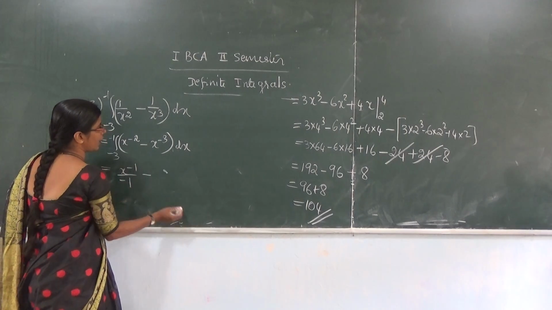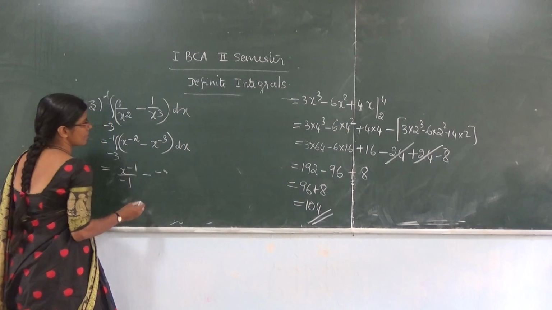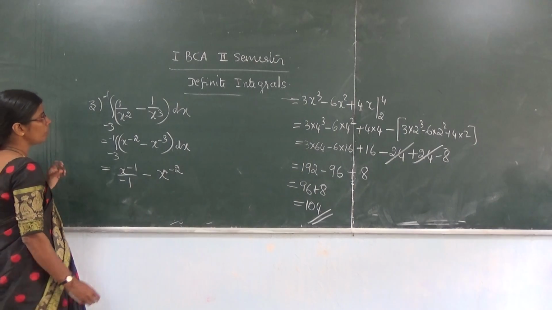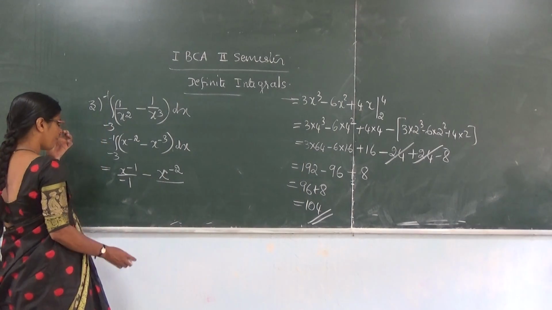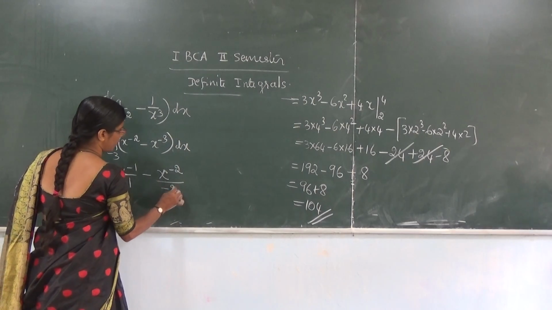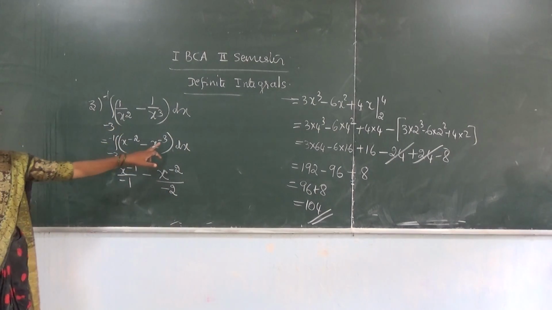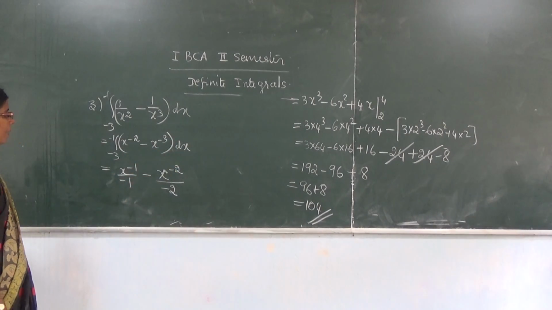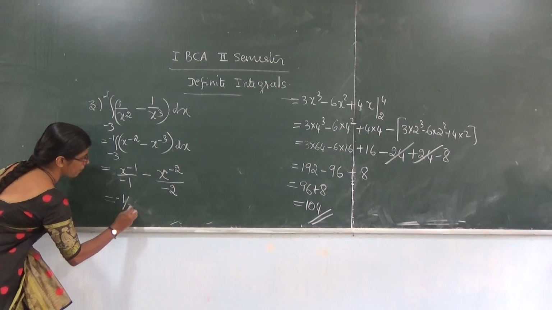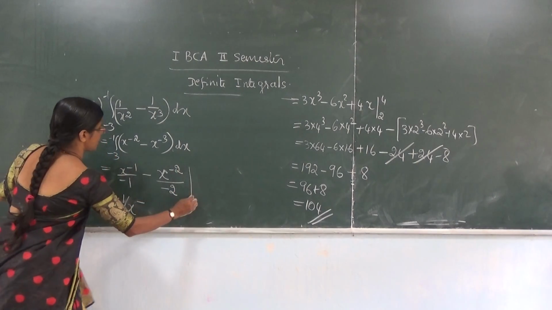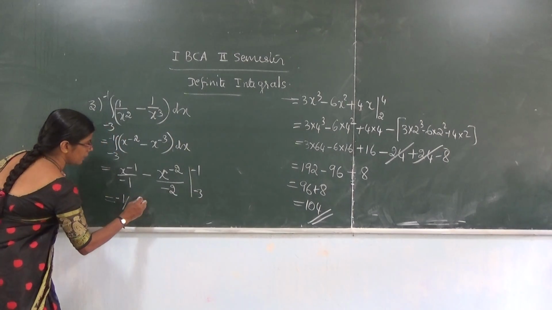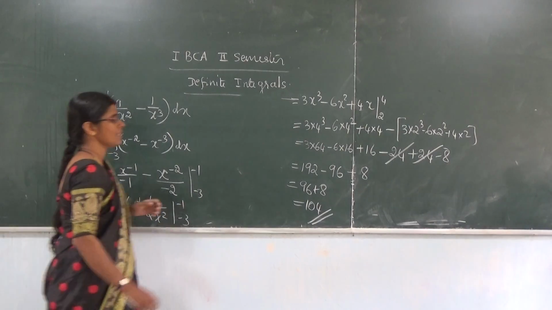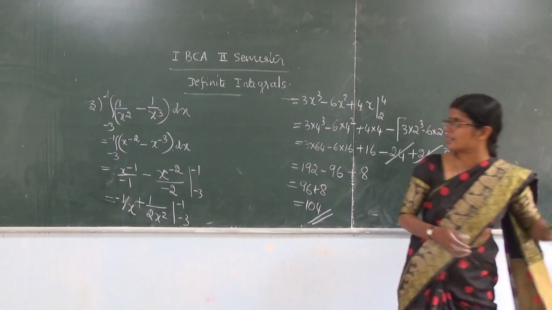Minus x to the power minus 3 plus 1, that is minus 2, divided by minus 3 plus 1. That is minus 2 divided by minus 2. So that is minus 1 by x from minus 3 to minus 1, plus 1 by 2x square from minus 3 to minus 1. So now apply the limits.